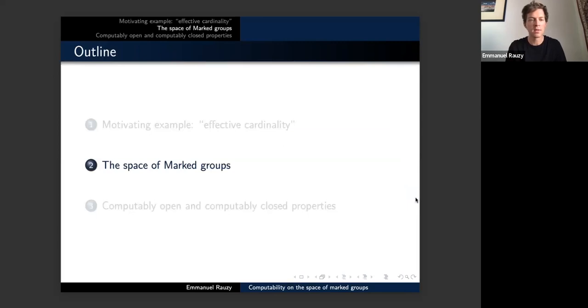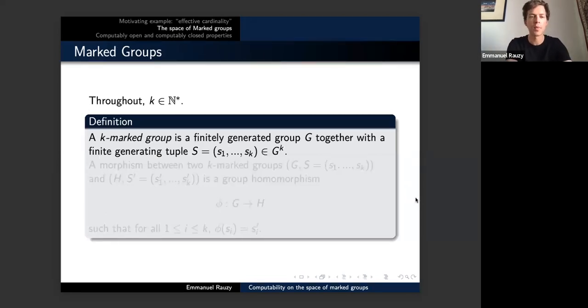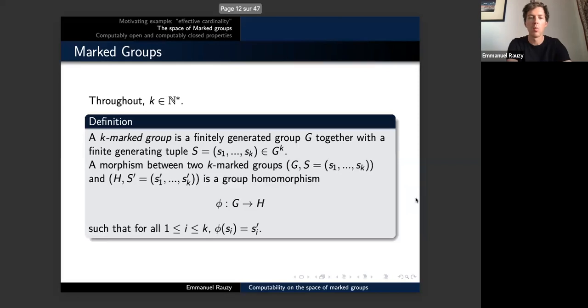So to do this, we first have to introduce the space of marked groups, and I'll tell you about these open and closed properties. Let me begin. A marked group is a finitely generated group together with a finite generating tuple. A morphism between marked groups is just a morphism of groups that maps the first generating tuple to the second generating tuple, while respecting the order of these tuples. So this is a morphism in the category of marked groups.